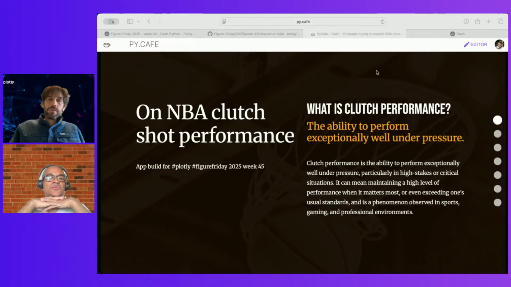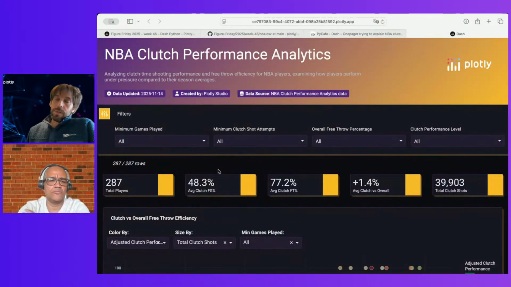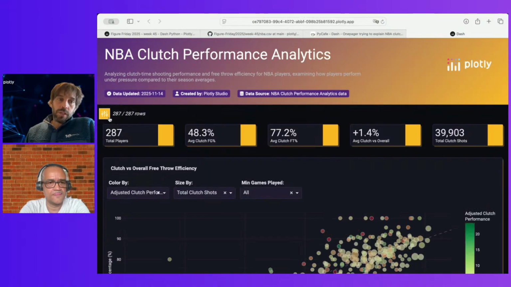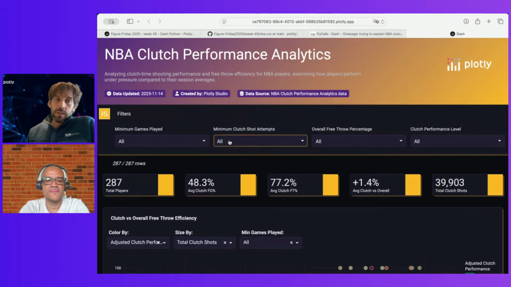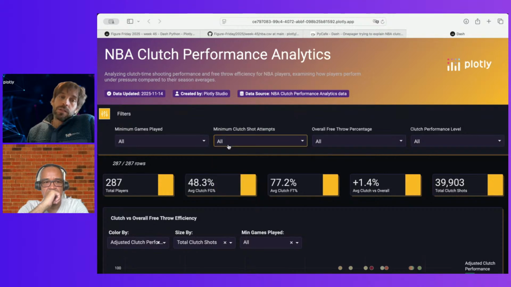And then we have Esther, who created a Plotly Studio app with some controls here. You can choose a minimum number of clutch shot attempts, minimum 150, minimum 50. If you want to remove players that only had like 10 clutch shots or 2 clutch shots from the statistics, you can do that, because maybe you would consider them outliers, right? If they only had like 2 or 3 shots their whole career, they're probably outliers.